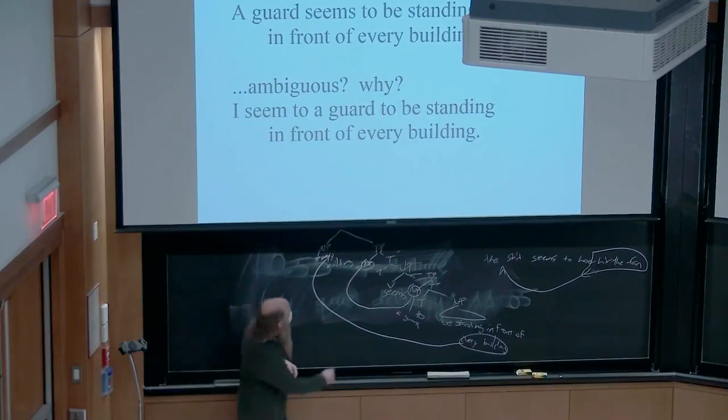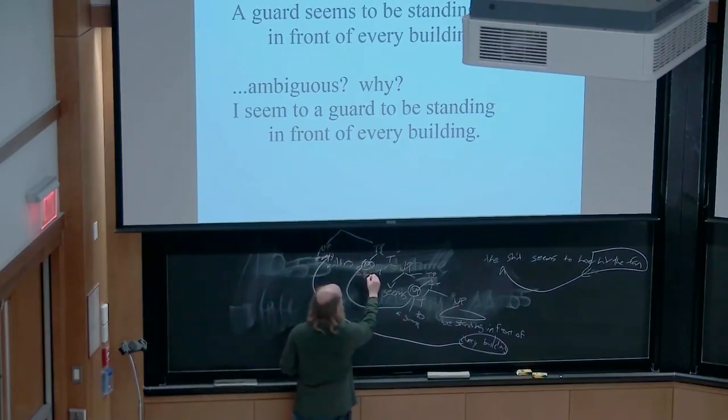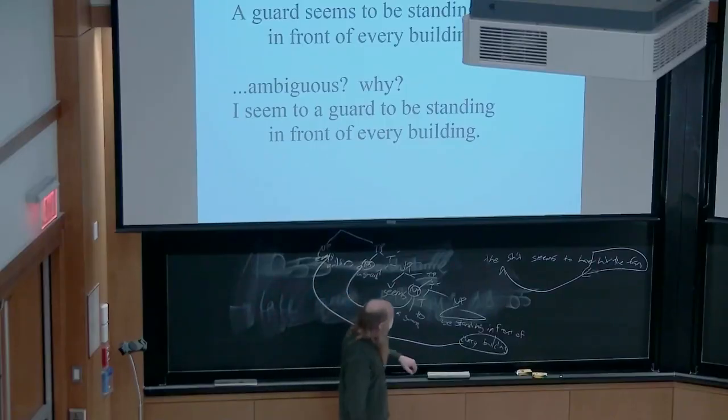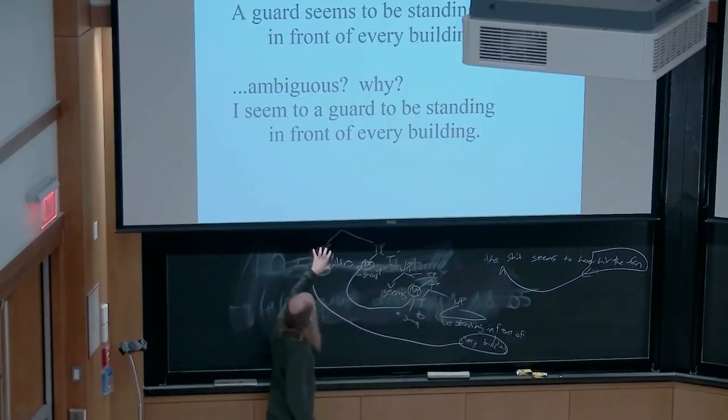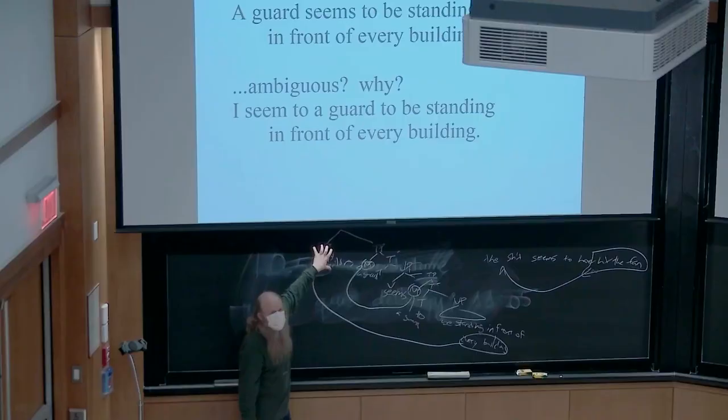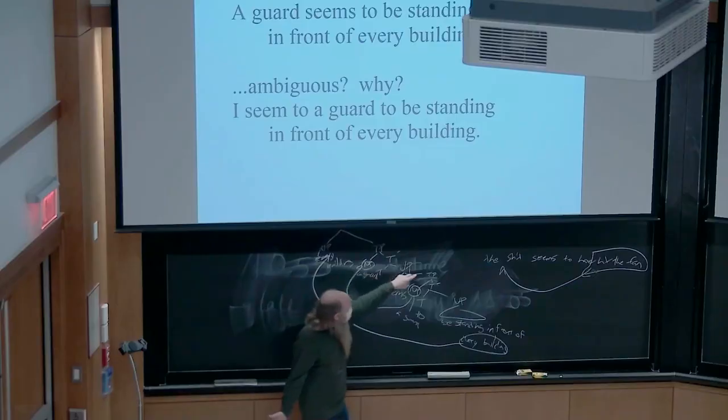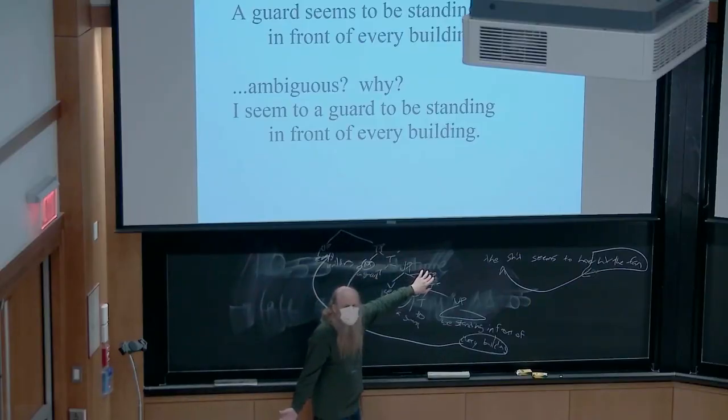It could be that there's ambiguity in "a guard seems to be standing in front of every building" because every building can undergo QR up to here, to a position above a guard. If that's possible, then that would be telling us that this TP down here, "to be standing in front of every building," doesn't count as a clause. You can QR out of that. So when we say that QR is clause-bound, we don't mean this kind of thing.